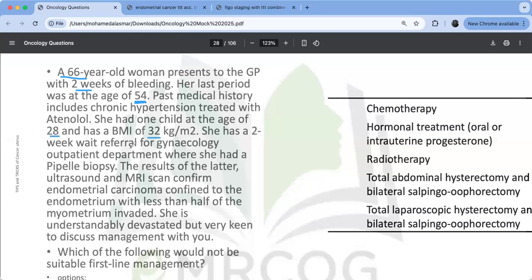She had a 2-week-wait referral to the gynecology outpatient department where she had a biopsy. So in the exam you have to highlight the important parts when the scenario is long. The result of the later ultrasound and MRI confirm endometrial carcinoma, confined to the endometrium, with less than half of the myometrium invaded. Okay. She is understandably devastated, but keen to discuss management with you. Which of the following would not be suitable first line management?